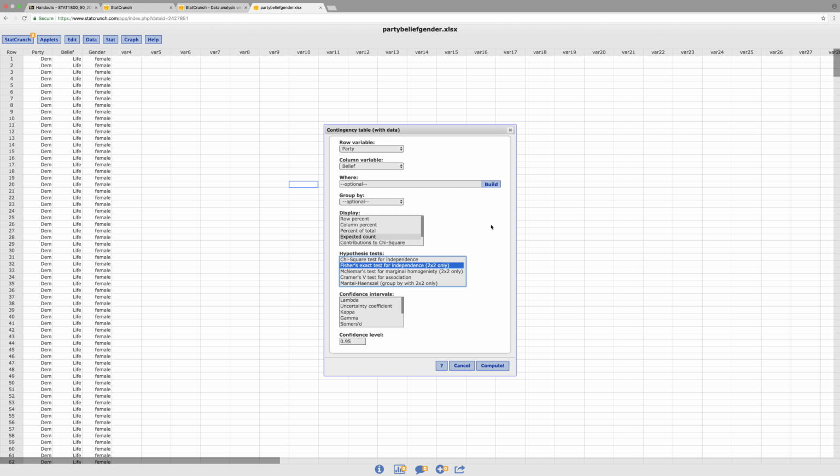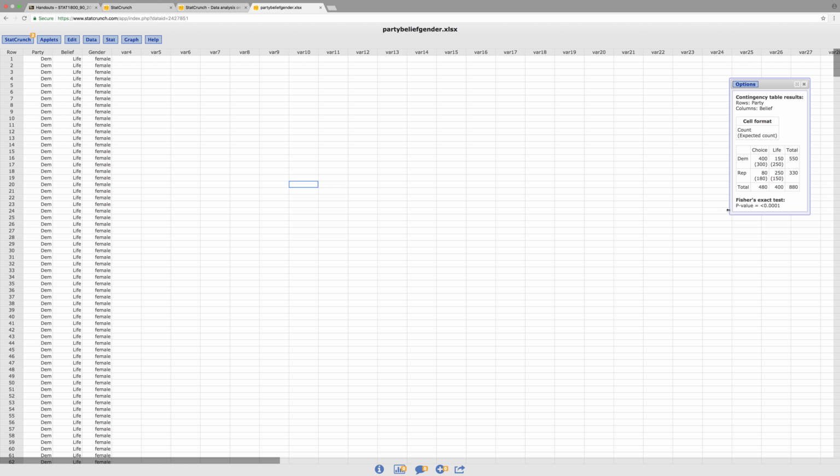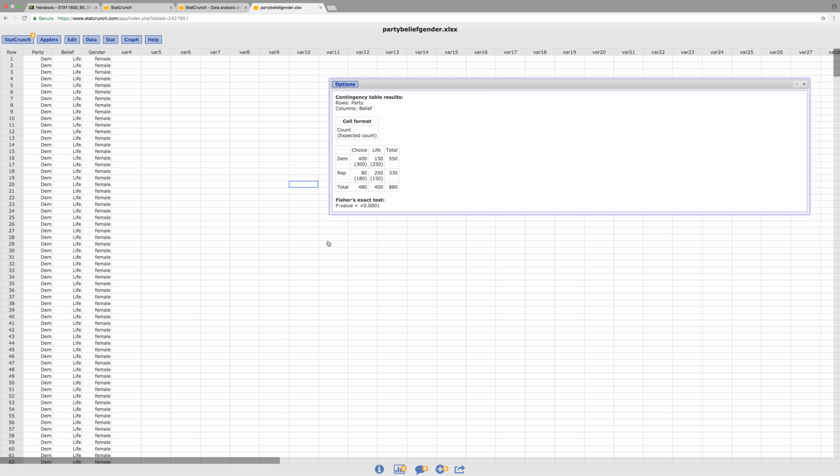Why is it called 2 by 2? Well, one of the variables, political party, is either Democrat or Republican, making it two possible outcomes. The other variable is belief about abortion, pro-life or pro-choice, giving two outcomes. So it's a 2-by-2 table because each of my two categorical variables has two possible layers, if you will. So now I'm going to compute this, and let's see what I get.